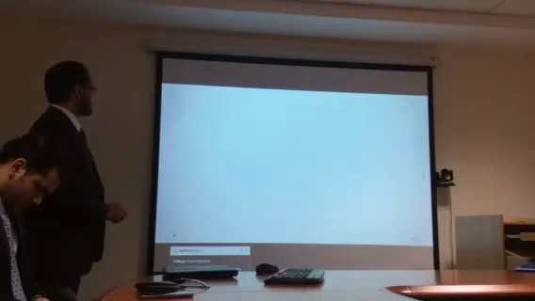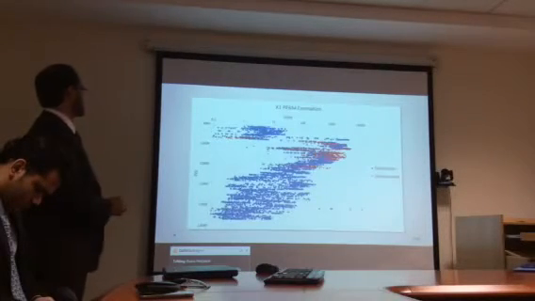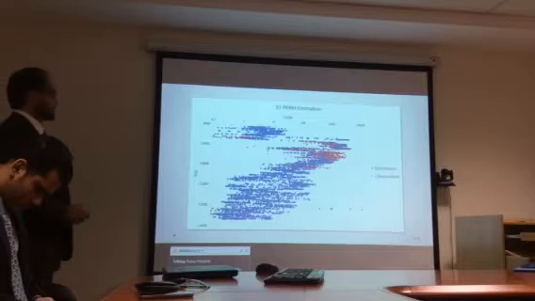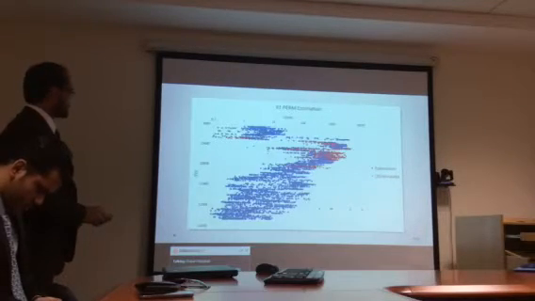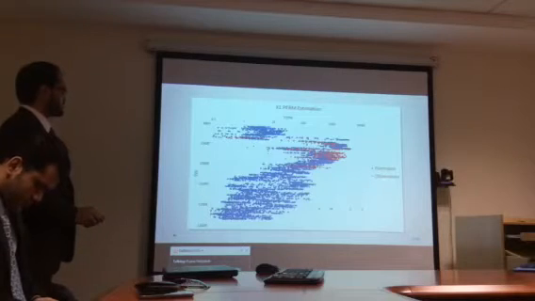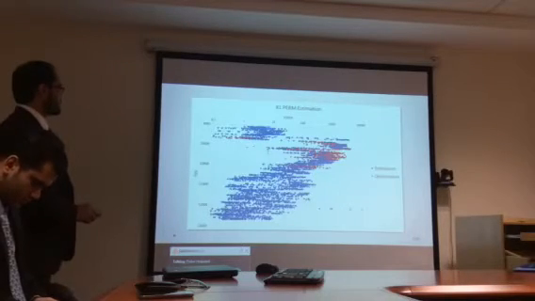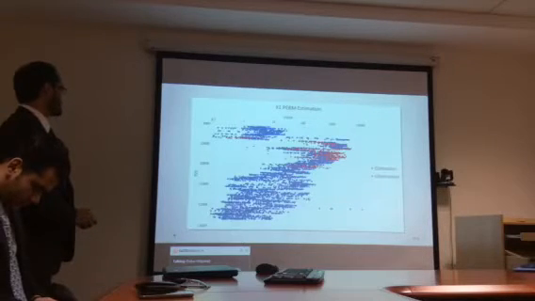Now, using these, we made the permeability against depth correlation, where blue is the estimated permeability values and red is the observed. You can see they're perfectly overlaid on each other. And as you see, as the depth decreases, the permeability keeps on decreasing.